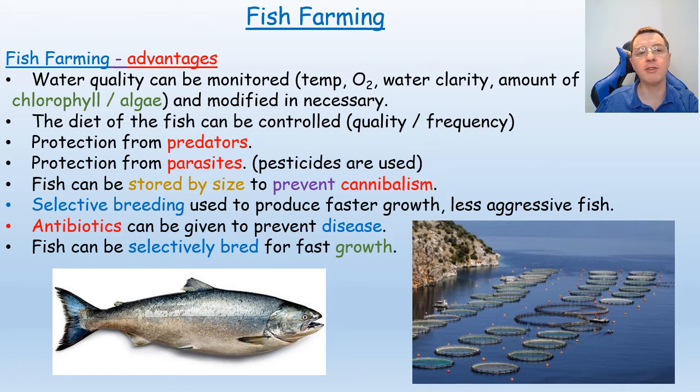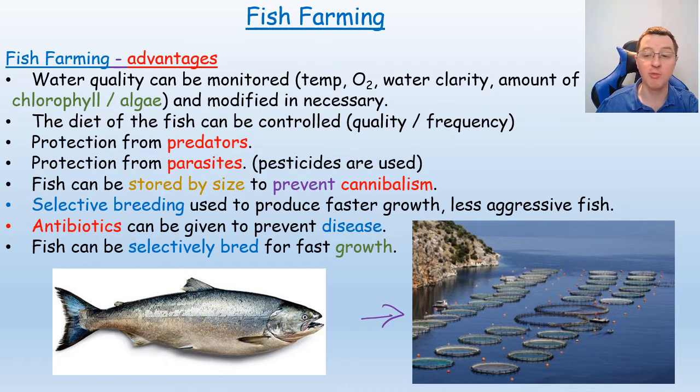There are a lot of advantages to fish farming. Again, we can see a fish farm in the lochs of Scotland here. Water quality can be monitored, the temperature, the oxygen, the water clarity, the amount of chlorophyll or algae, and can all be modified if necessary. The diet of the fish can be controlled, so there's a high quality and high frequency that we can consider when we're feeding the fish. What are we feeding the fish?